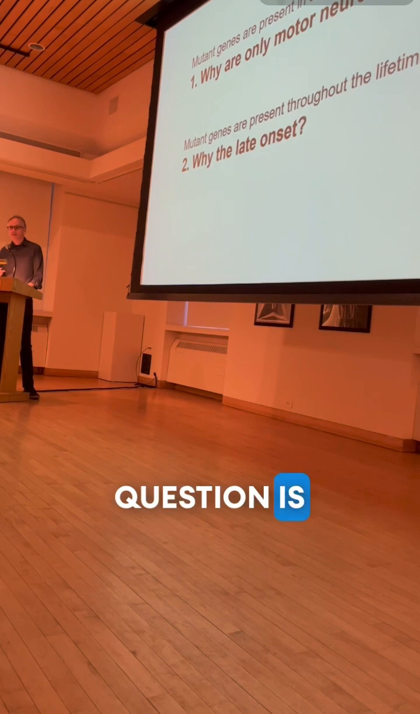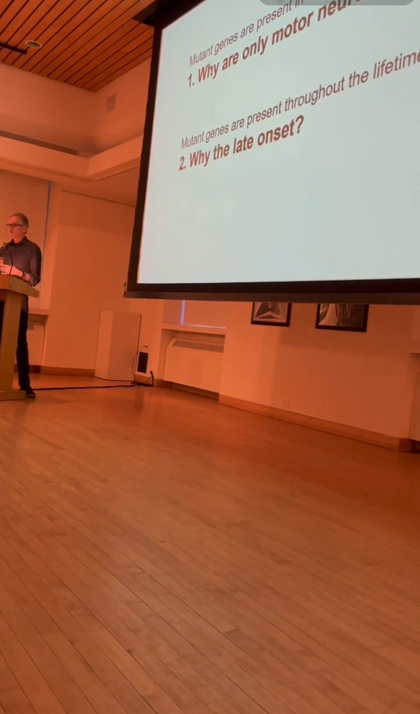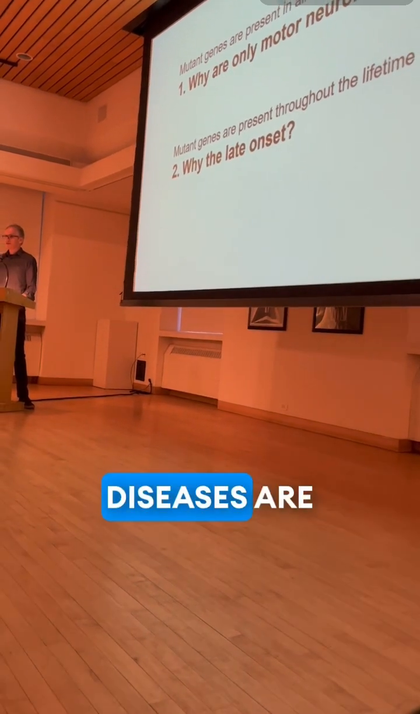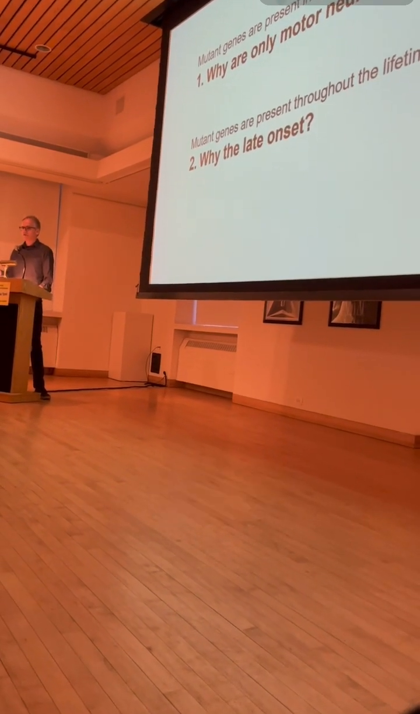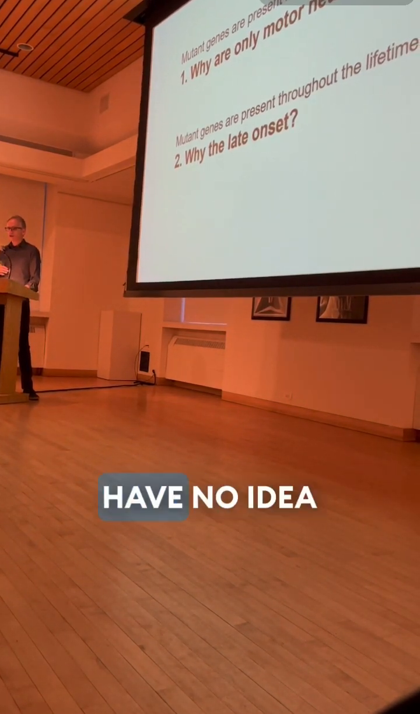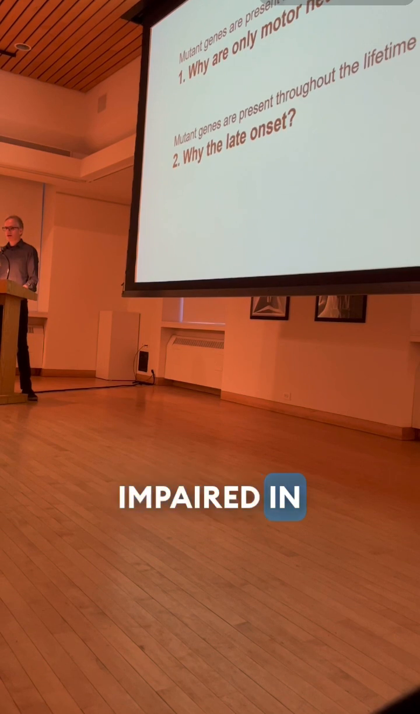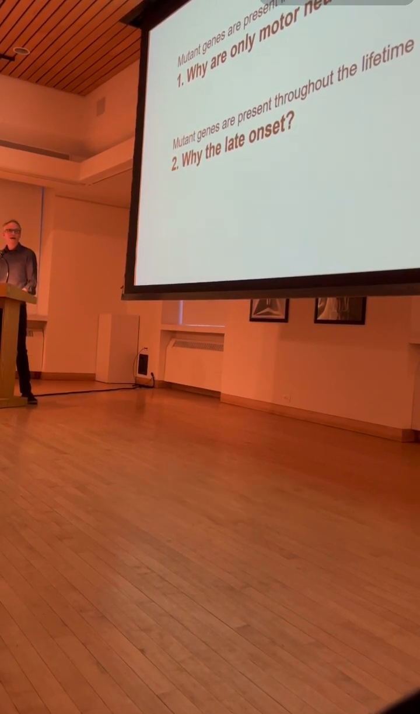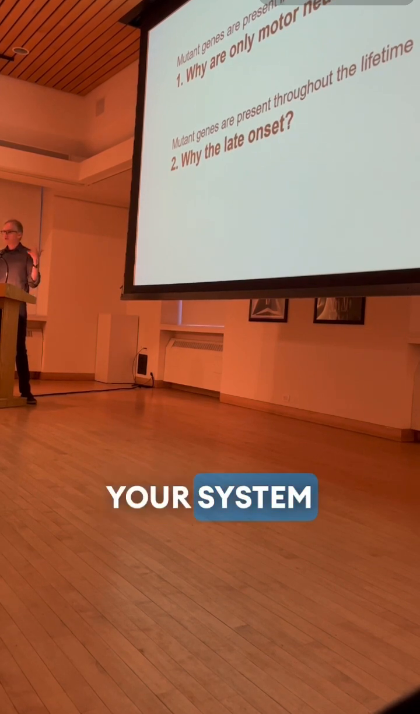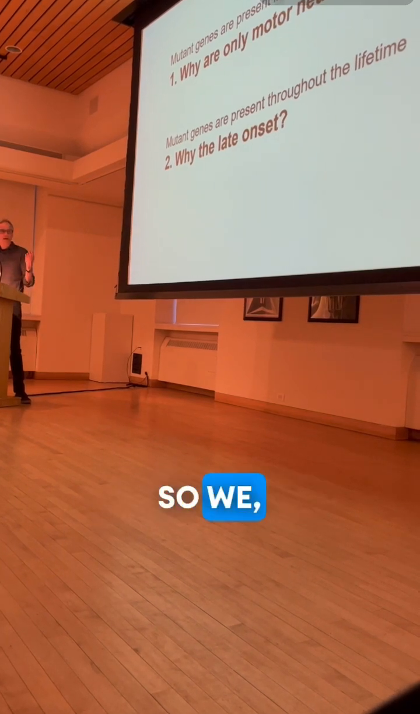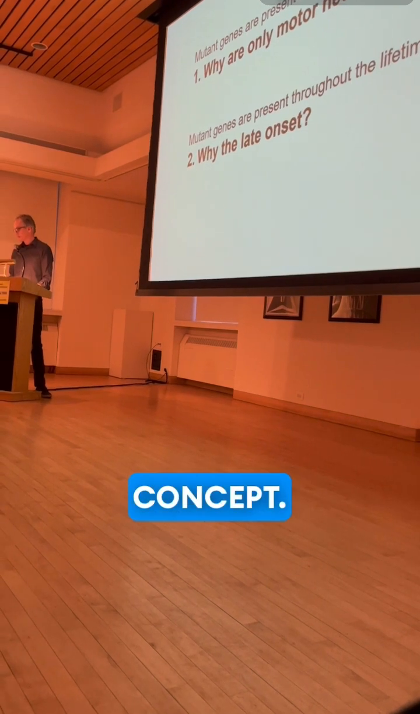And then the second question is that these mutations are also present in the cells throughout the lifetime. Yet these diseases develop only later in life. So you can be born with a mutation that will cause ALS. You will have no idea that your motor system is impaired in any way. You can actually be an excellent athlete like Lou Gehrig, and then eventually your system starts to degenerate and motor neurons die for some reason. So we again don't really understand what is contributing to this late onset.